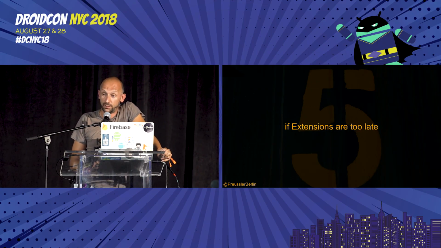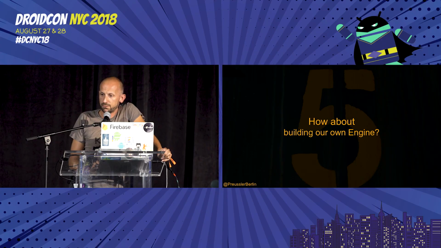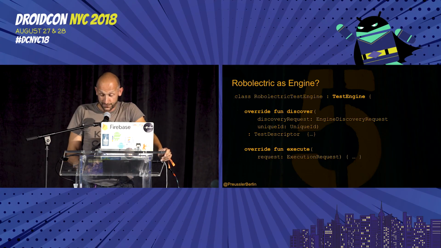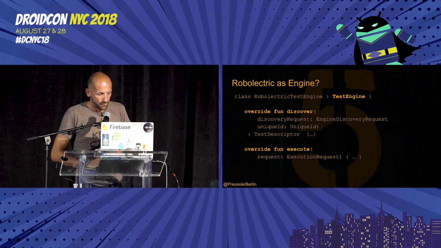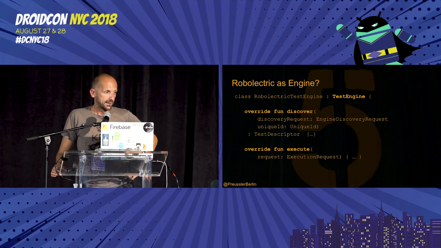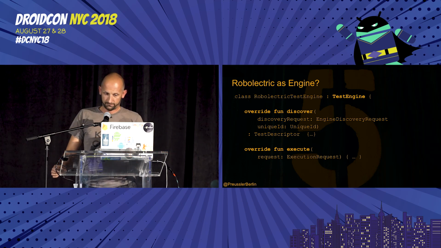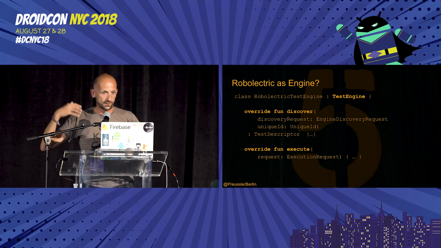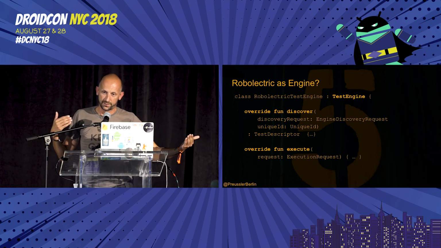But meanwhile, we are developers. If extensions are too late in the project, we can maybe write an engine, right? Engines are the new runners. So how would a Robolectric engine look like? An engine actually is not as complicated as you might think. An engine has two methods and two things it has to do. It has to discover your test and it has to execute your test.